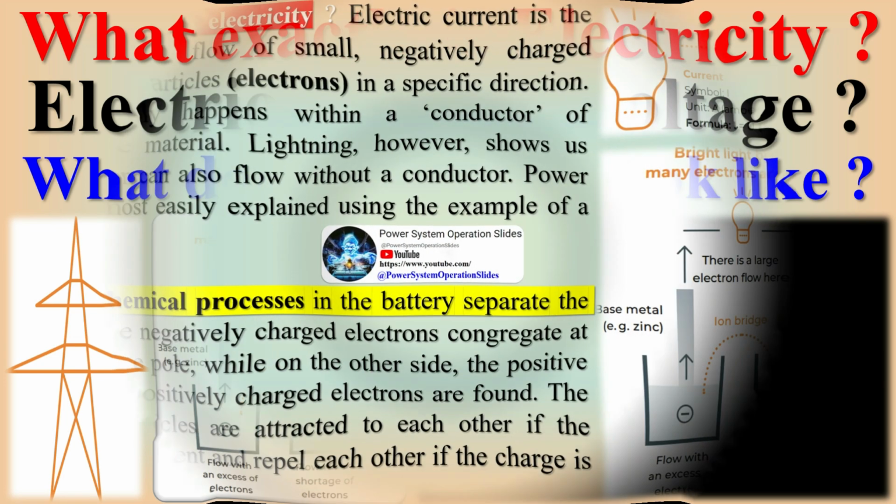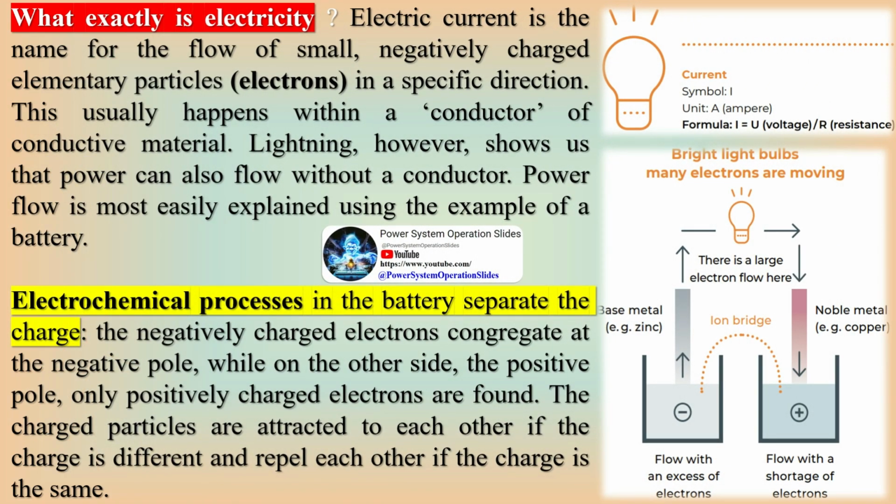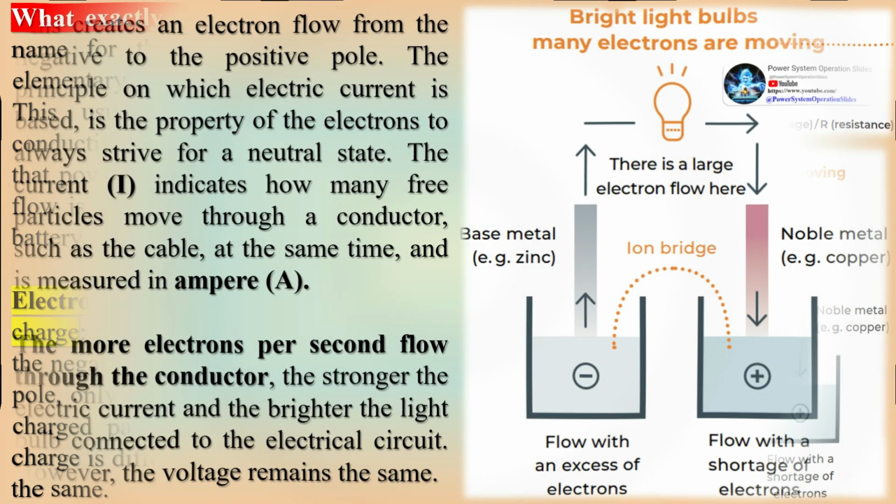What exactly is electricity? Electric current is the name for the flow of small, negatively charged elementary particles, electrons, in a specific direction. This usually happens within a conductor of conductive material. Lightning, however, shows us that power can also flow without a conductor.